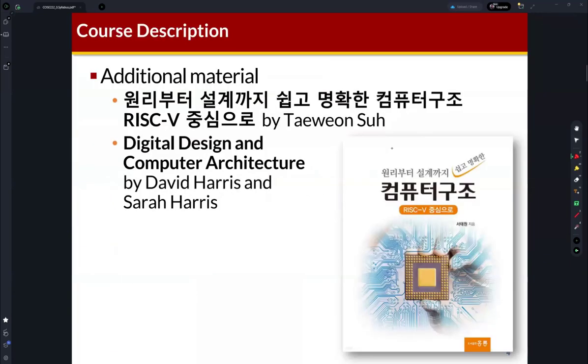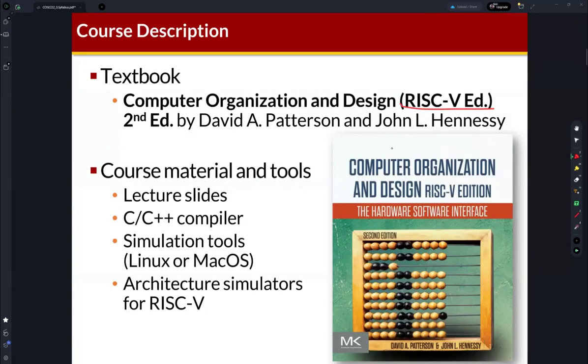And this is an English course, right? So I will primarily use English during the lectures.